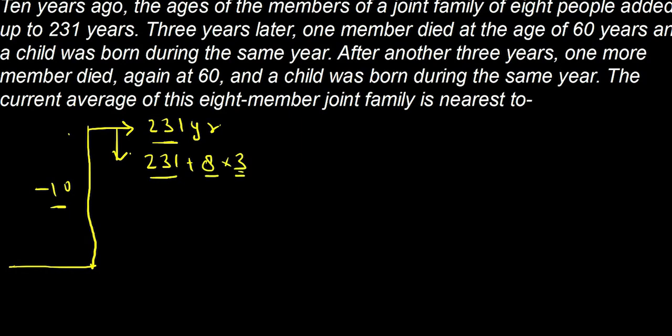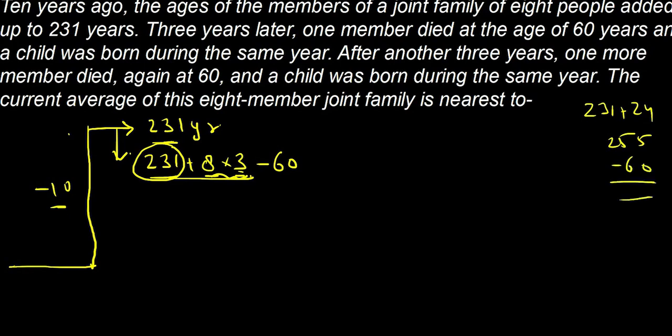Okay, 3 years later, one member died at the age of 60 years. So this is the total age, and now a 60-year-old man or woman has died. So this is 231 plus 24 minus 60. So let's do it. 231 plus 24 is going to be 255, and minus 60. So 25 minus 6 is 195. So after 3 years, this is going to be 195 years, the total age of the entire family.